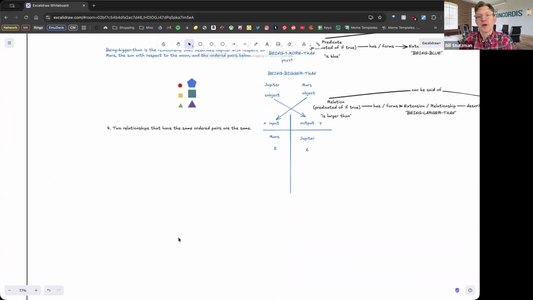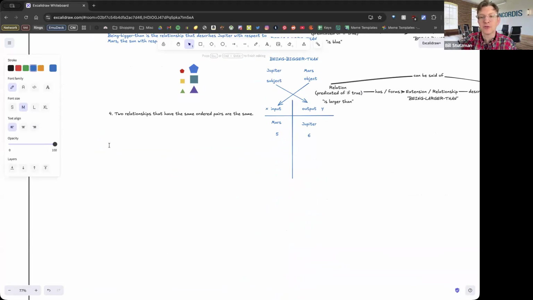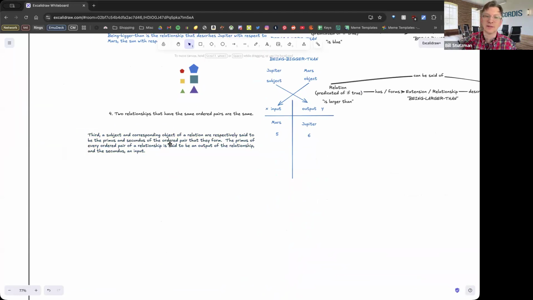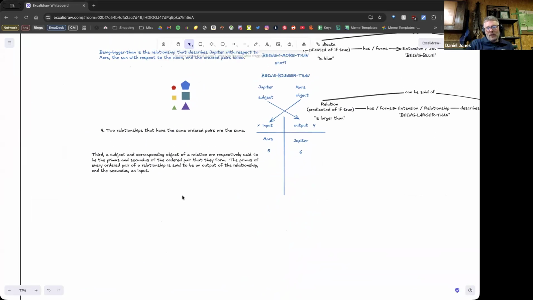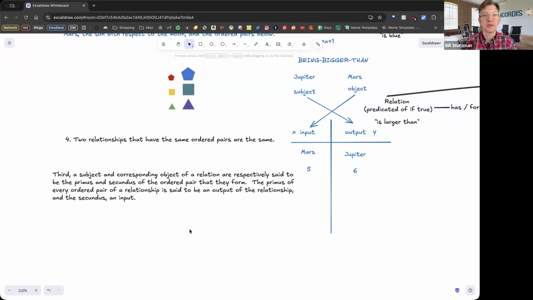Third, a subject and corresponding object of a relation are respectively said to be the primus and secundus of the ordered pair that they form. The primus of every ordered pair of a relationship is said to be an output of the relationship, and the secundus an input. I don't know if you want ecclesiastical Latin or classical Latin on that. How you read it is how I usually say it. Is there another way to say it? I suppose you could say just primus and secundus, but that'd be lazy. So no, primus and secundus is how I usually say it in my classes.